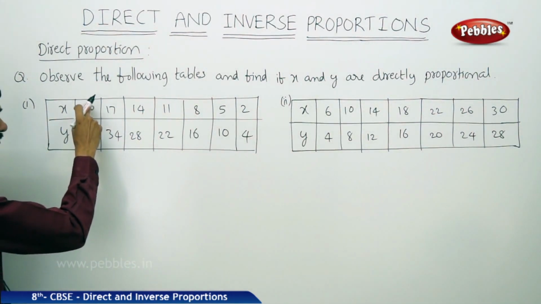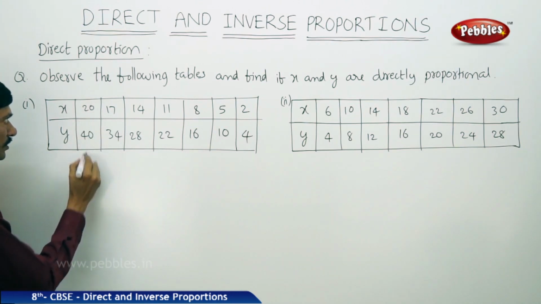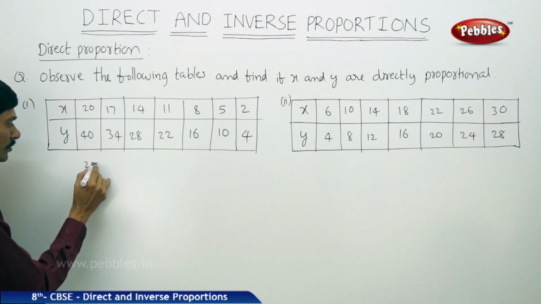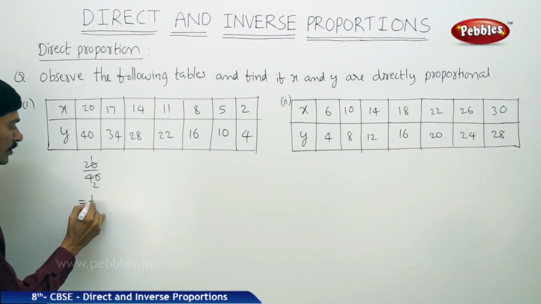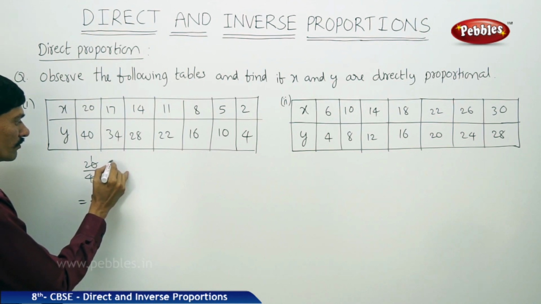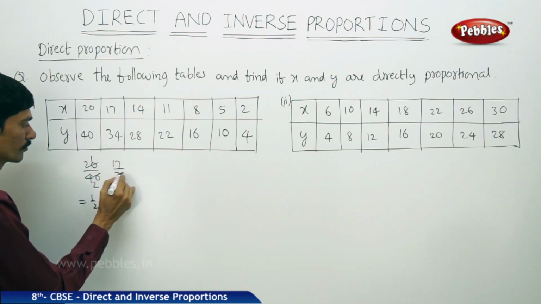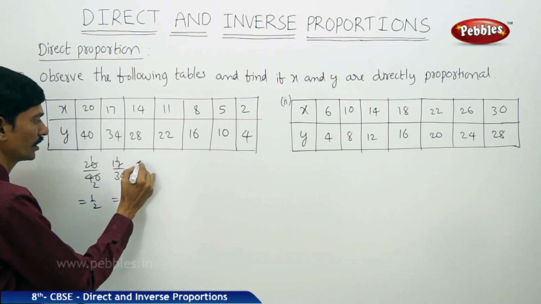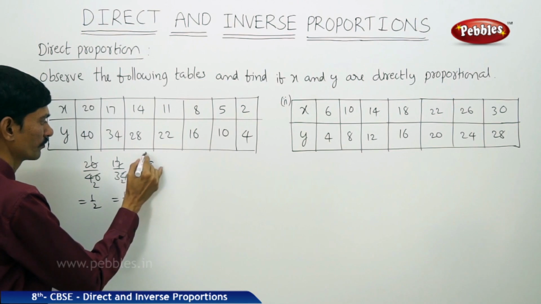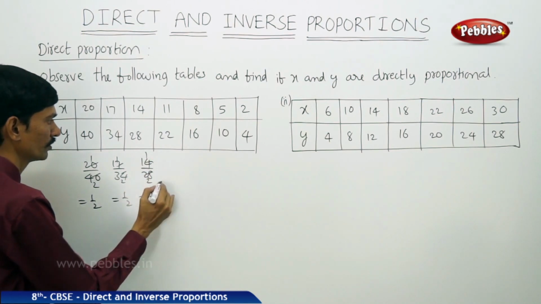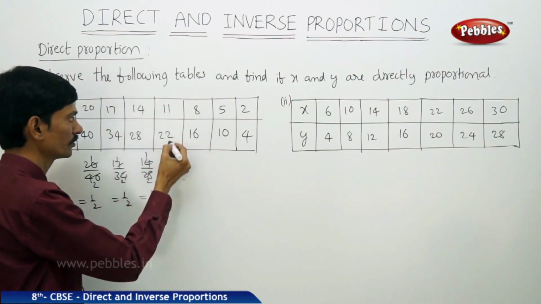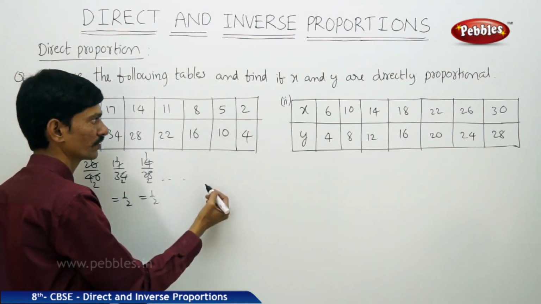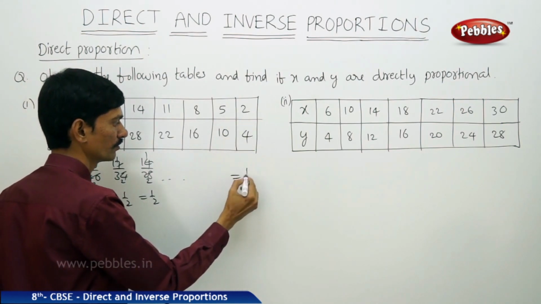Now let us check the ratio between two quantities in each case. So here 20 by 40, so that is 1 by 2, since 20 ones are 20, 20 twos are 40. This equals 1 by 2. So here 17 by 34, this equals 1 by 2, and 14 by 28, 14 ones are 14, 14 twos are 28, this equals 1 by 2. So this is 11 by 22 means 1 by 2, 8 by 16 is 1 by 2, 5 by 10 is 1 by 2 and even 2 by 4 is also 1 by 2.